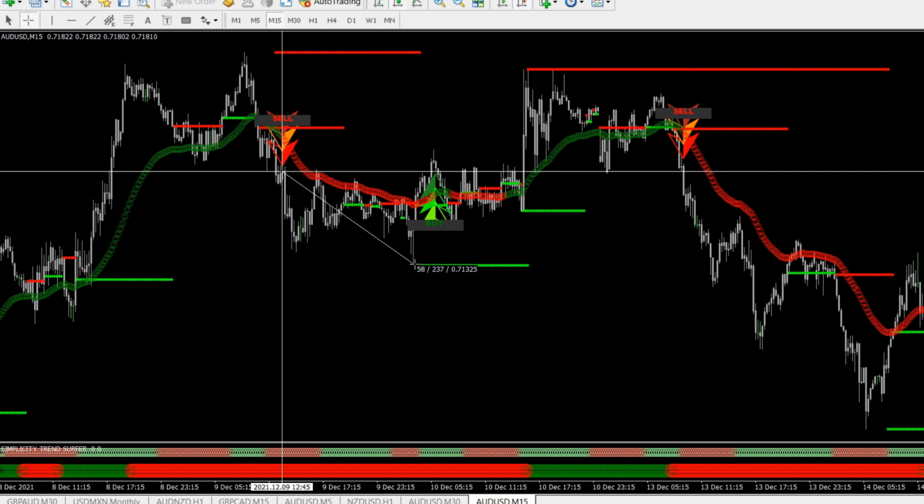Then it wasn't enough for a one-to-one trade, so the price went upwards, but it didn't hit your stop loss. So we're still in a trade, and then about here, your TP would have been hit.